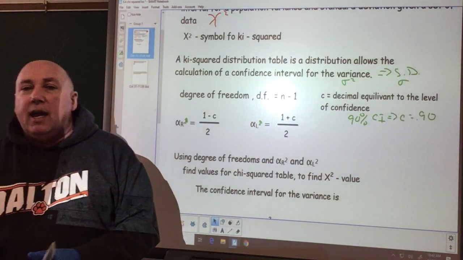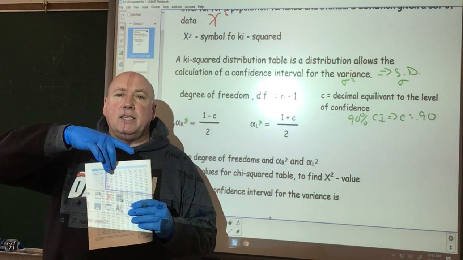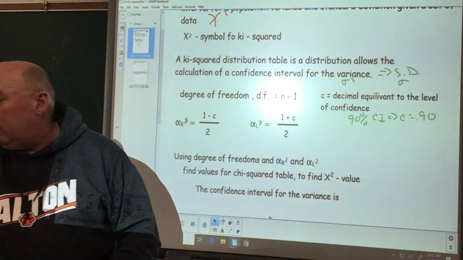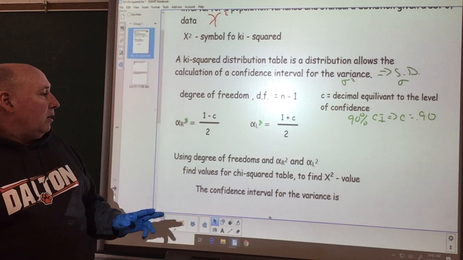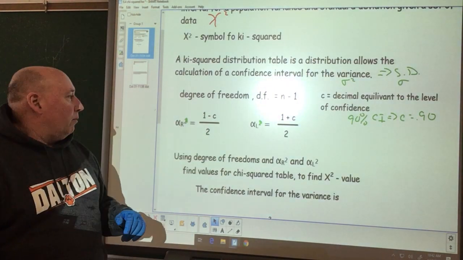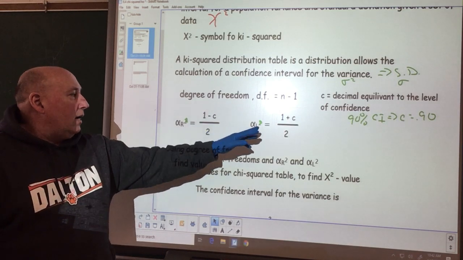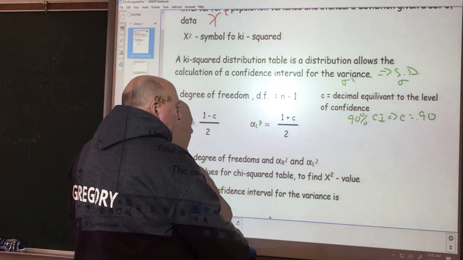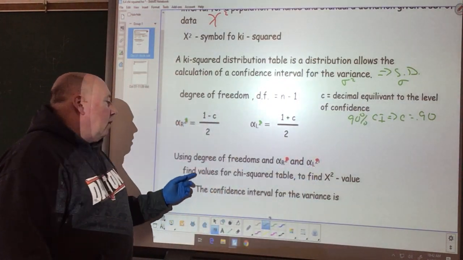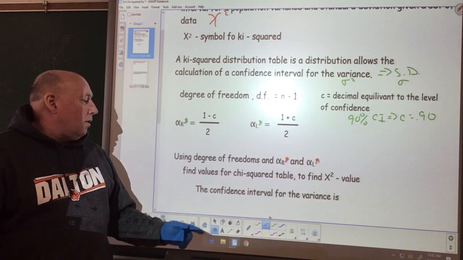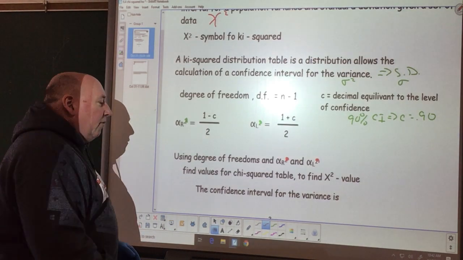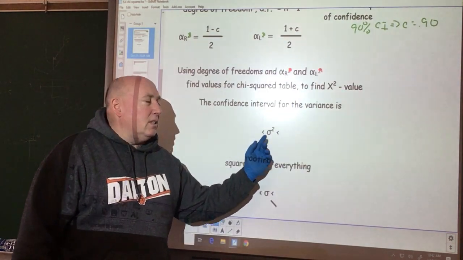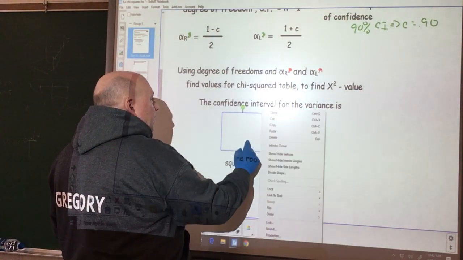And if we take a look at your chi-squared table, we will be utilizing these alpha values along the top here. It's sort of like your confidence level that we use in the T-table, but we're using these alpha values here to give us values from the table. So we have an alpha value left, alpha value right, (1 - c)/2 and (1 + c)/2. Using this and the degrees of freedom, we find values from the chi-squared table. These are chi-squared values, and then we can calculate confidence intervals for our variance. Once again, this is our population variance here, and how we calculate this.